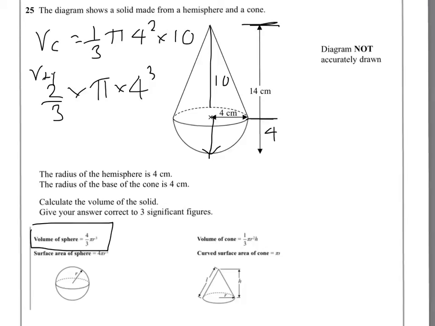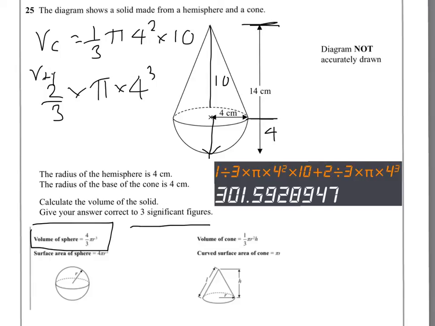So if I do this on the calculator now, and I'll insert the answer onto the screen, I can get my volume, and remember I've got to correct it to 3 significant figures. So the calculator insert shows you what you need to put into your calculator. You don't need to use brackets because it will do all the multiplying first.